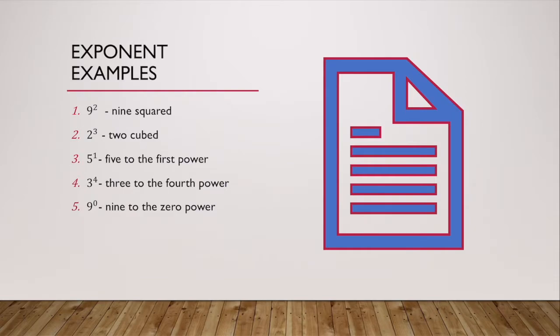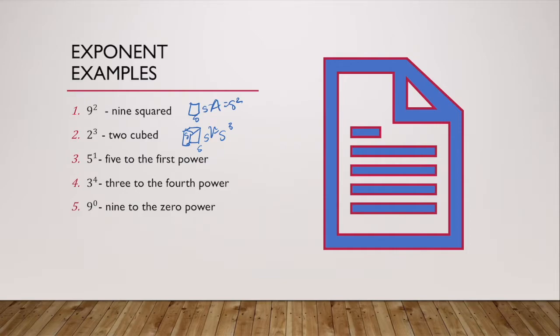When I have an exponent of 2 or 3, those have a special name. I say 9 squared, 2 cubed. That comes from how we find the area of a square and the volume of a cube. Area of a square would be side times side. Volume of a cube is side, side, side. So area is side squared, and volume is side cubed. That's where 9 squared and 2 cubed would come from.